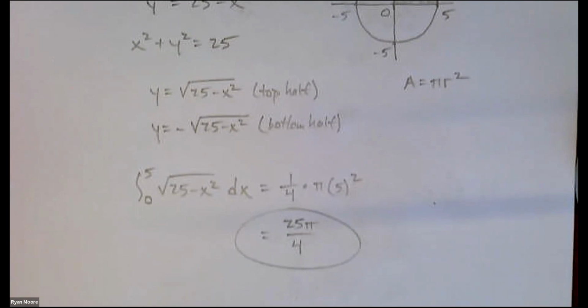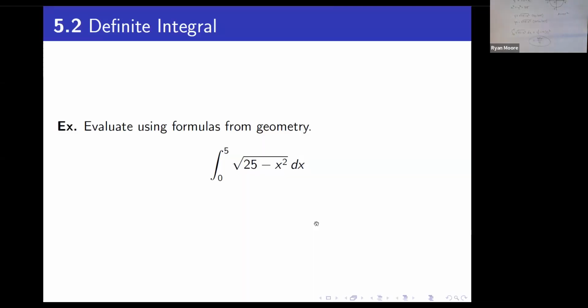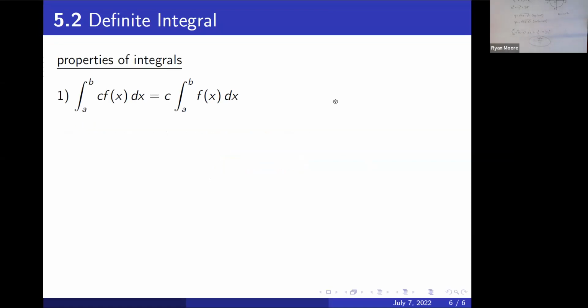Let's go back to the lecture. One more piece to this. Properties of integrals. We want to end this section just by laying out a few things that are true for definite integrals.